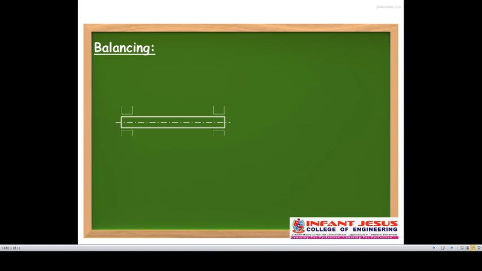The center of gravity lies on its axis, the line of action. Only then do we say that the shaft is rotating smoothly. When the shaft is rotating smoothly, it means the mass is evenly distributed, and the center of gravity lies on the axis of rotation.